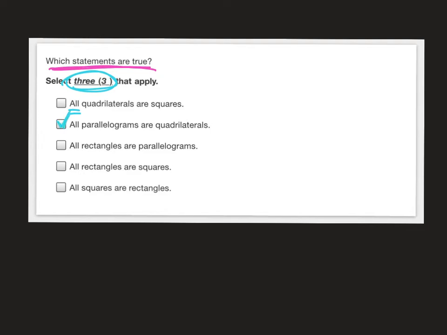All right, the next one, all rectangles are parallelograms. Remember, parallelograms, all they have to have is 2 sets of parallel sides. So that is a true statement as well. All rectangles are squares. No, that's not true because then that would mean they all have 4 equal sides, and that's not true. But the flip-flop of that, all squares are rectangles, that is true because by definition, a rectangle just has to have opposite sides equal, and they have to have 4 right angles. So a square does have that. So it is your 3rd choice. So those 3 are your answers on that one.